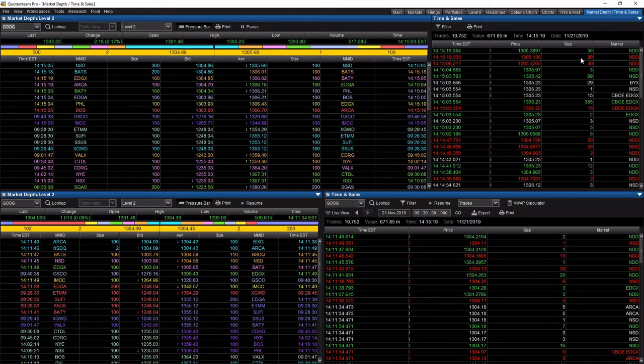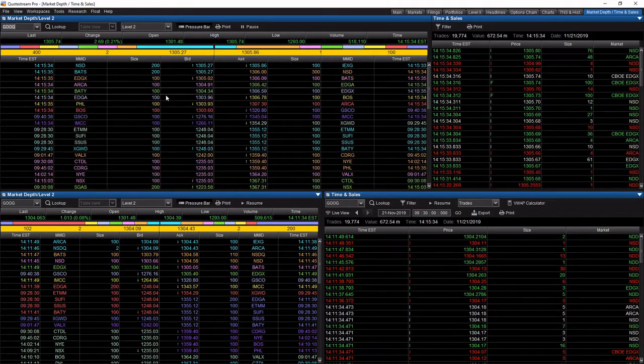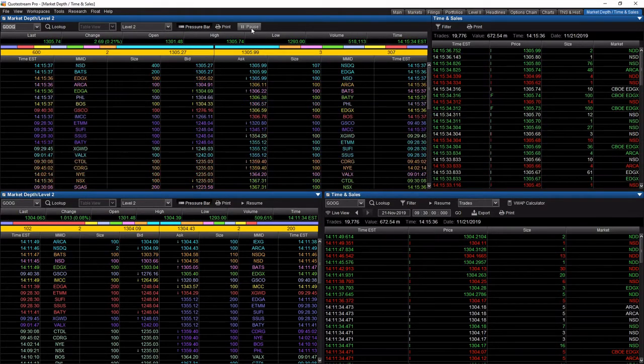Then you have the size of the trade here and the market, depending on which market it is. So, Google is listed on the NASDAQ, but there are trades that go through different markets. These markets are visible here. So you can see trades moving around. So I'm just going to pause this again for a second.